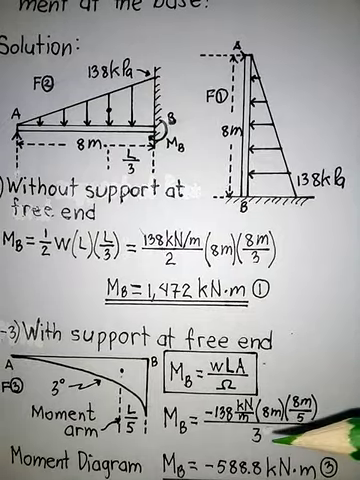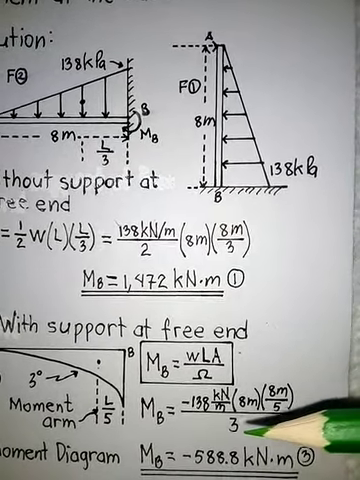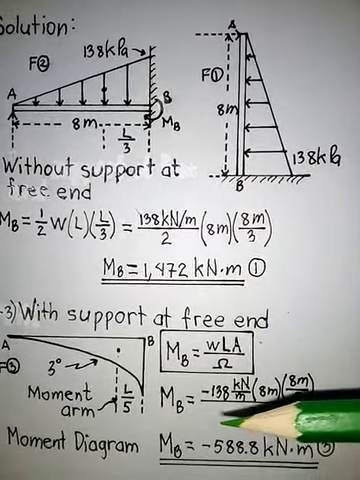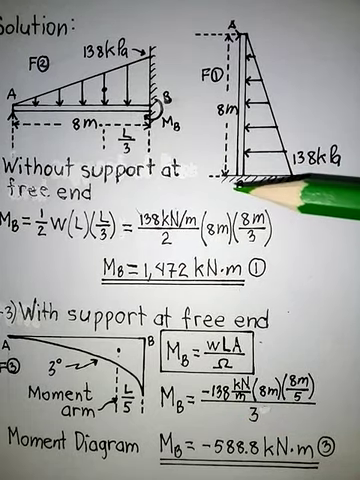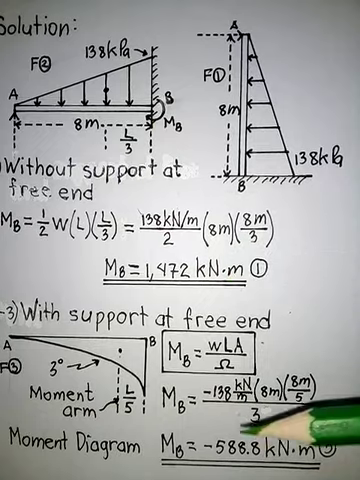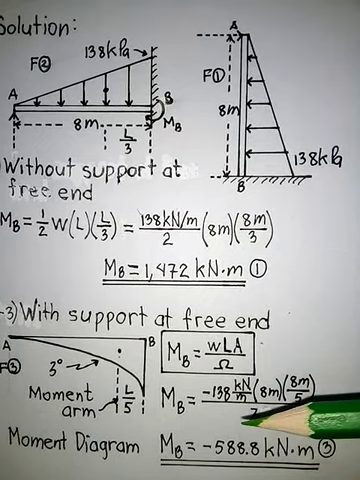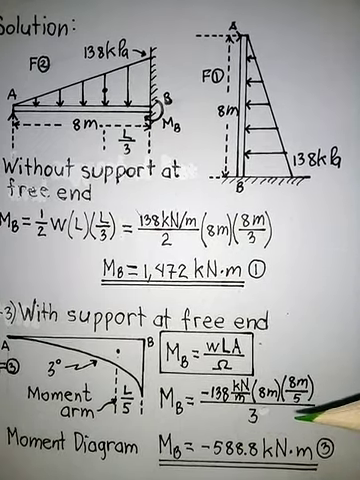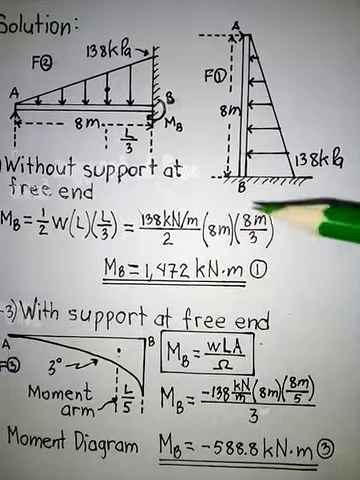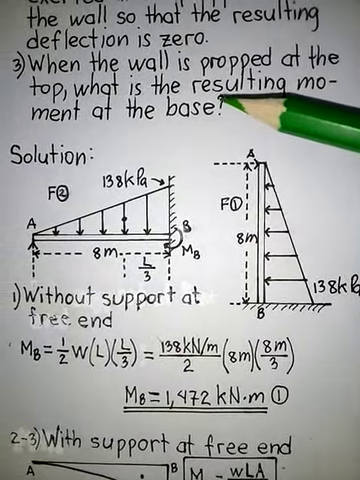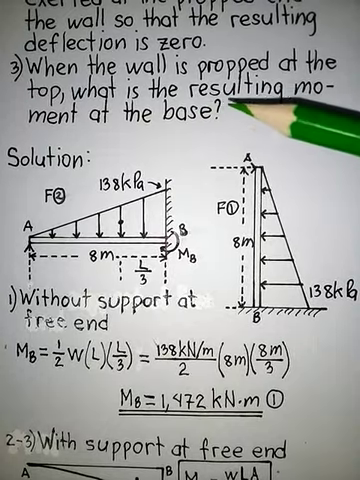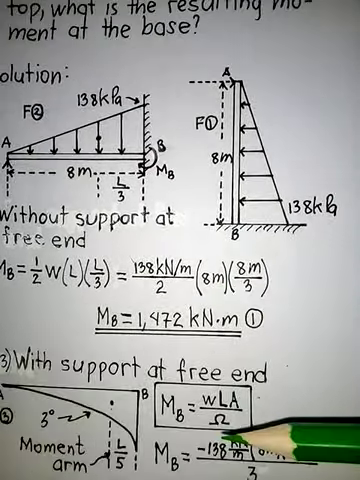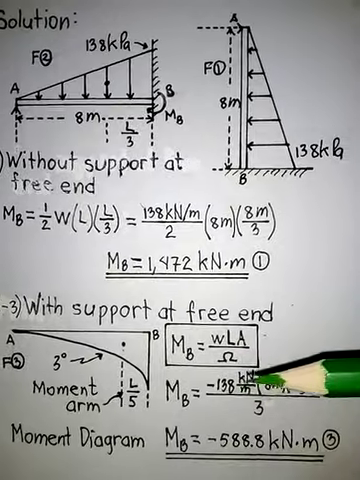So pressing our calculator, it will give us the moment at B, or the fixed end moment now with support at pre-end, is equal to negative 588.8 kilonewton meter. That will be number 3. So by the way, I'm sorry, that is the number 3. So when the wall is propped at the top, what is the resulting moment at the base? So that is number 3. So we will now compute for number 2.